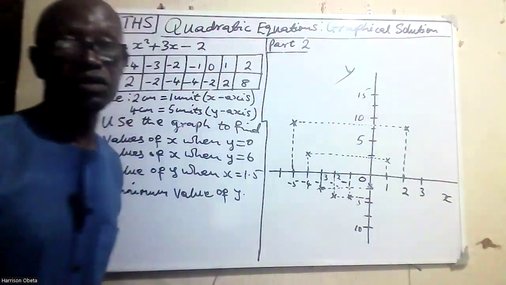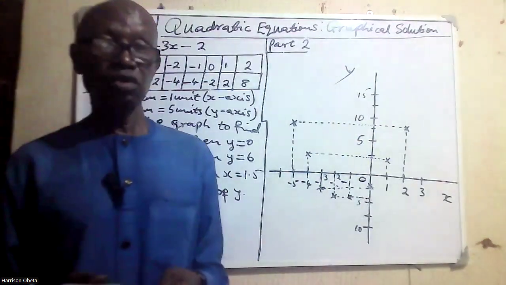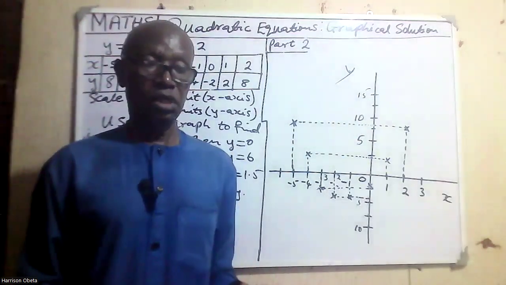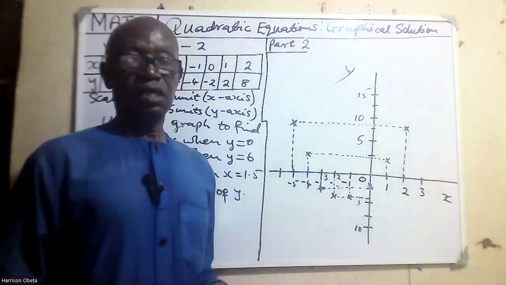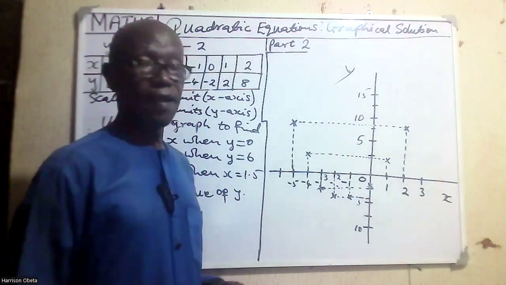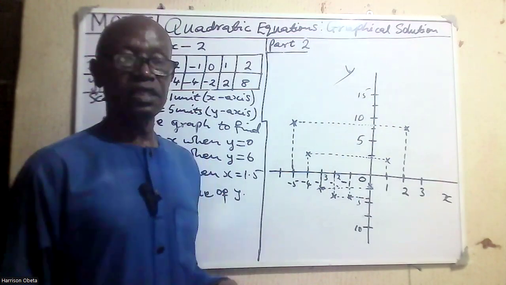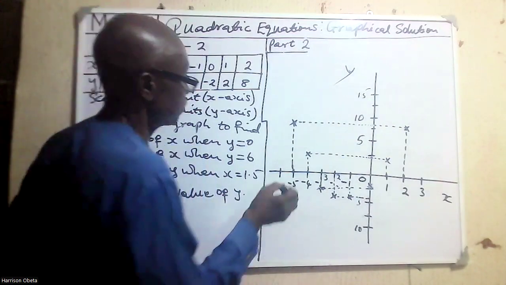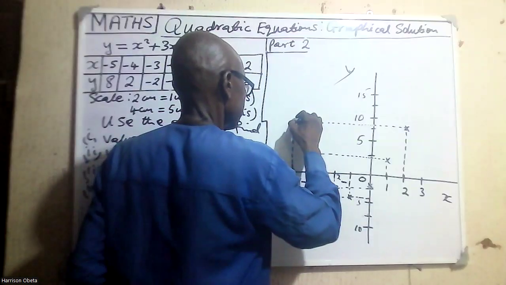Then the next thing for us is to join. It's always good to use a French curve, or you can improvise by using a broomstick. But with practice, you can still do it without any problem. So let's see. We join all the points.